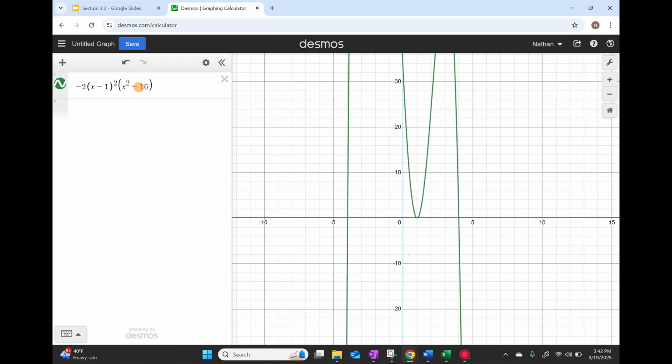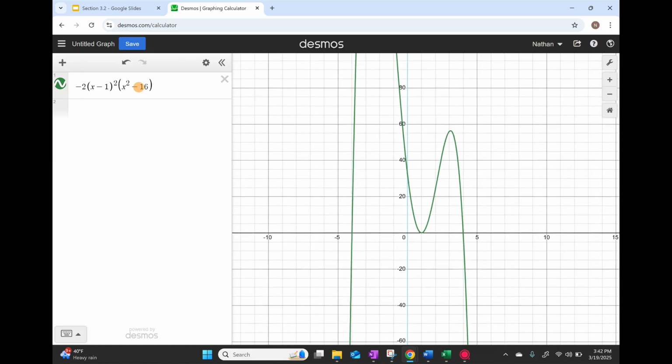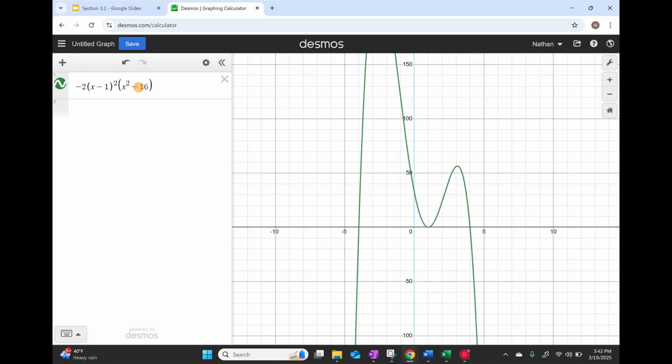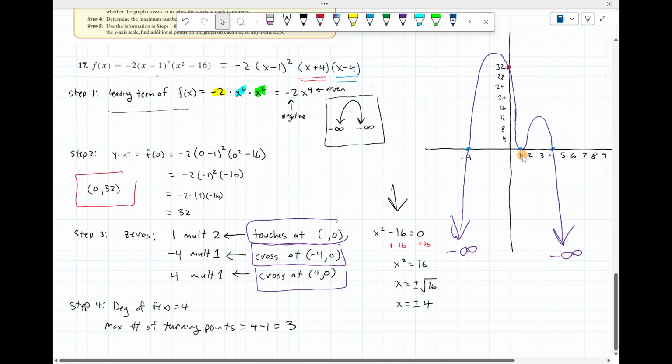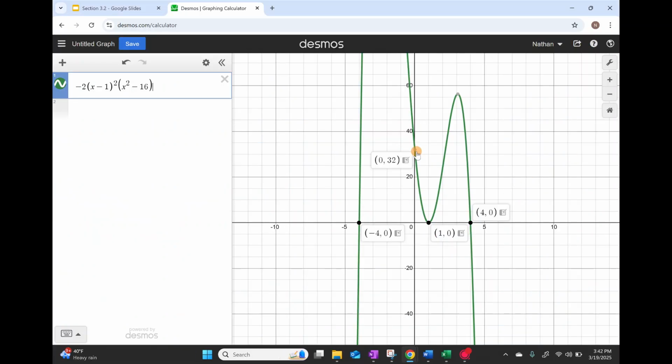All right. And again, I have to bring this down. Well, let's just check our work first before we see the whole thing. We'll check all of our x-intercepts. Those are all correct. If I'm not mistaken, we had -4, 1, and 4. That's good. And our y-intercept is correct.